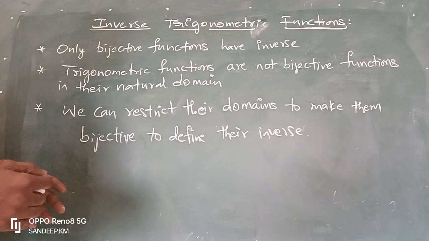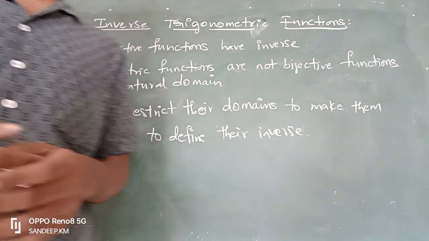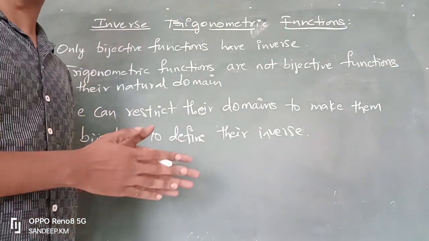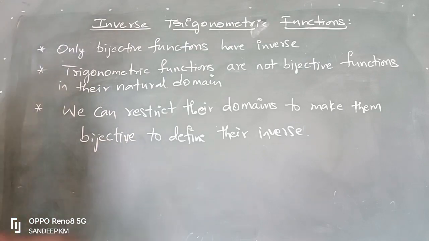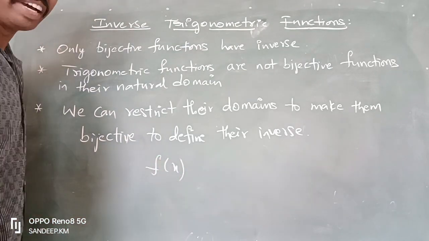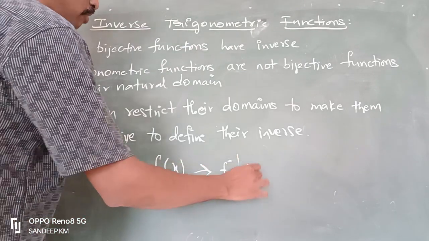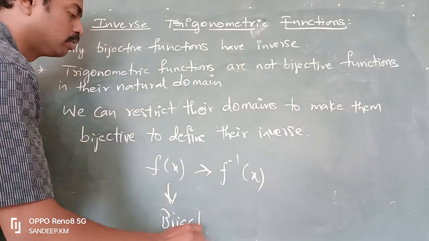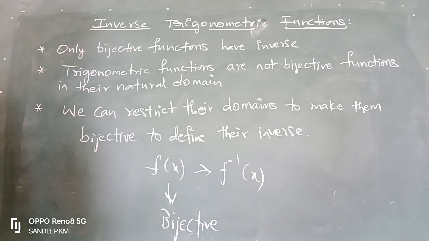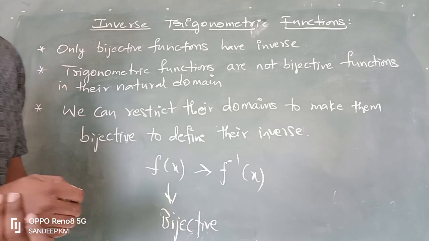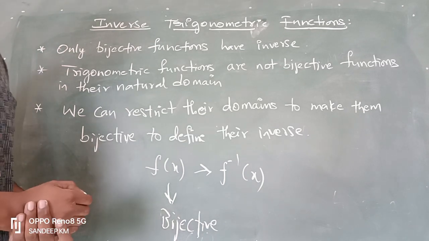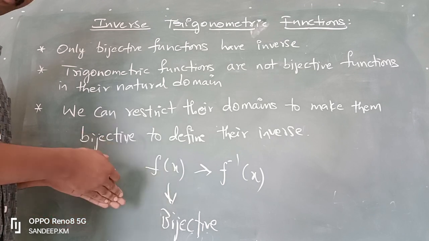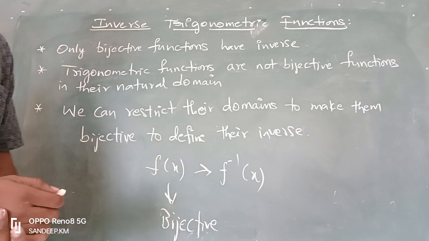First of all, we have to understand one thing. For a function f of x to have its inverse, called f inverse of x, the function f of x must be bijective. So what is a bijective function? In the functions chapter you might have learned it. A bijective function is a function which is both one-one and also onto.